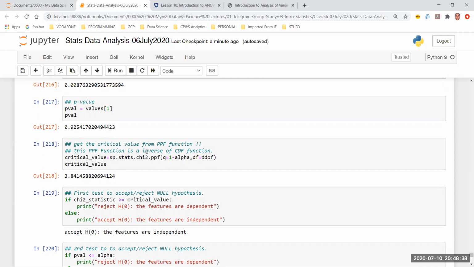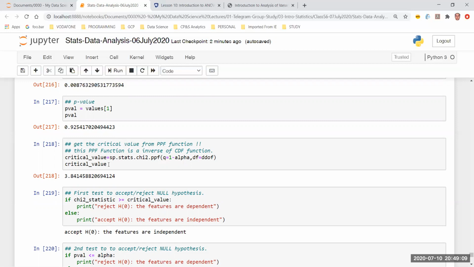chi2.ppf function, in which the only important thing to remember is we are not passing the alpha value. We are actually passing the confidence level itself, so it's 1 minus alpha, and then the degree of freedom. Basis this, we get the critical value. Now, I'm not sure whether I mentioned this in the last session or not: this critical value is also available from its respective table.